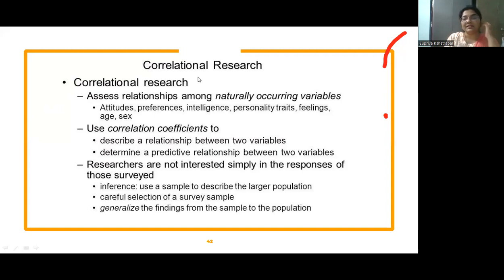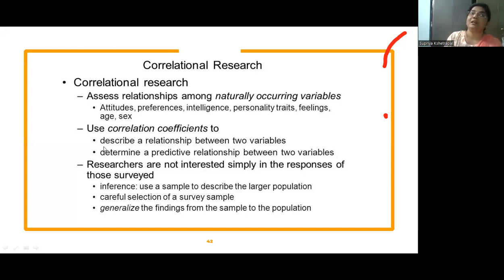So here let us see about the correlational research. It assesses the relationship among naturally occurring variables, that is attitudes, preferences, intelligence, personality traits, feelings, age, sex. So these are the concepts that come under correlational research. So that means this number of people are very intelligent, this number of people have a good personality. Okay, and their attitude. So we can relate this. Okay. So use the correlation coefficient to describe the relationship between the two variables.